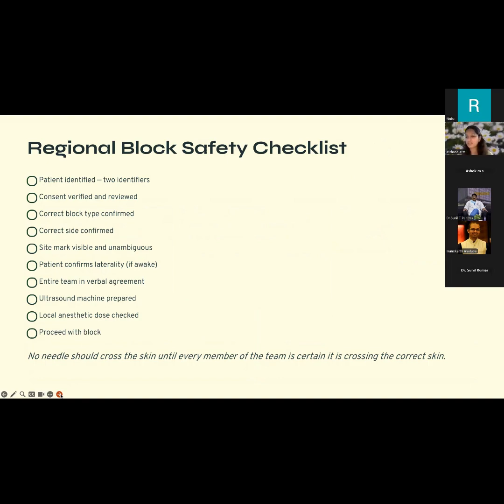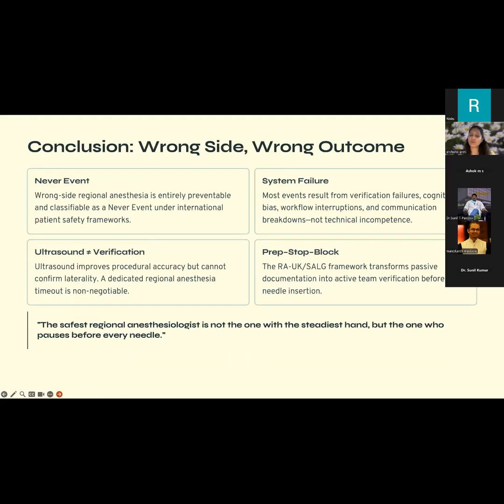So you can just follow these simple to-make checklists, and there's no dearth of information present online as well. You should not go ahead with the procedure unless all the points have been ticked. So, wrong side, wrong route outcome, to conclude and summarize, basically, it's a never event.